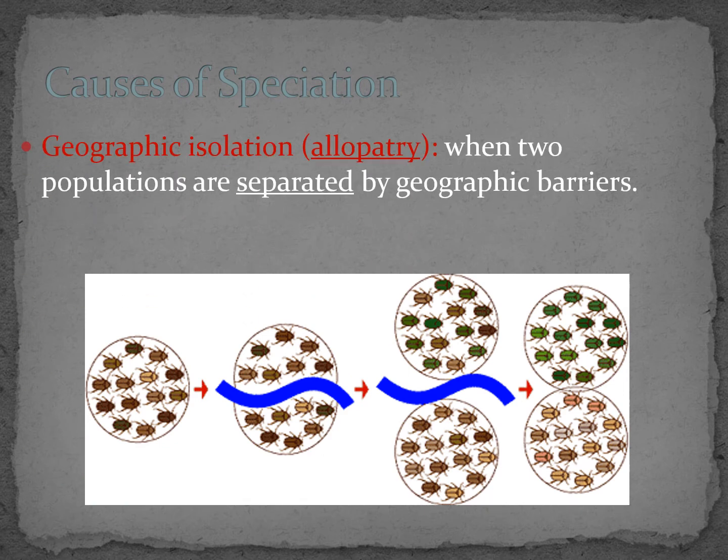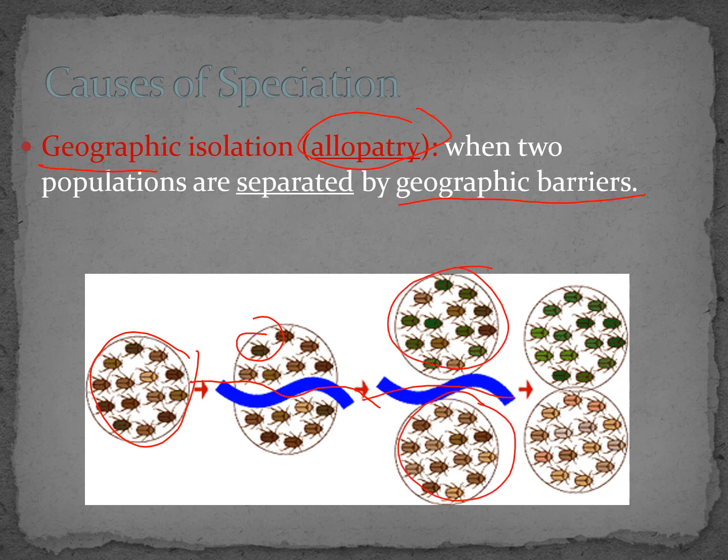Causes of speciation: we have geographic isolation, which is called allopatry, when two populations are separated because of geographic barriers. So here's the population, a river is here, so now they're separated. But as they separated, you see that this one had a greenish tint. Now they started making greener beetles, and this one stayed brown, and then the green eventually took over. And if they come back together, they'll have a mixed generation again.